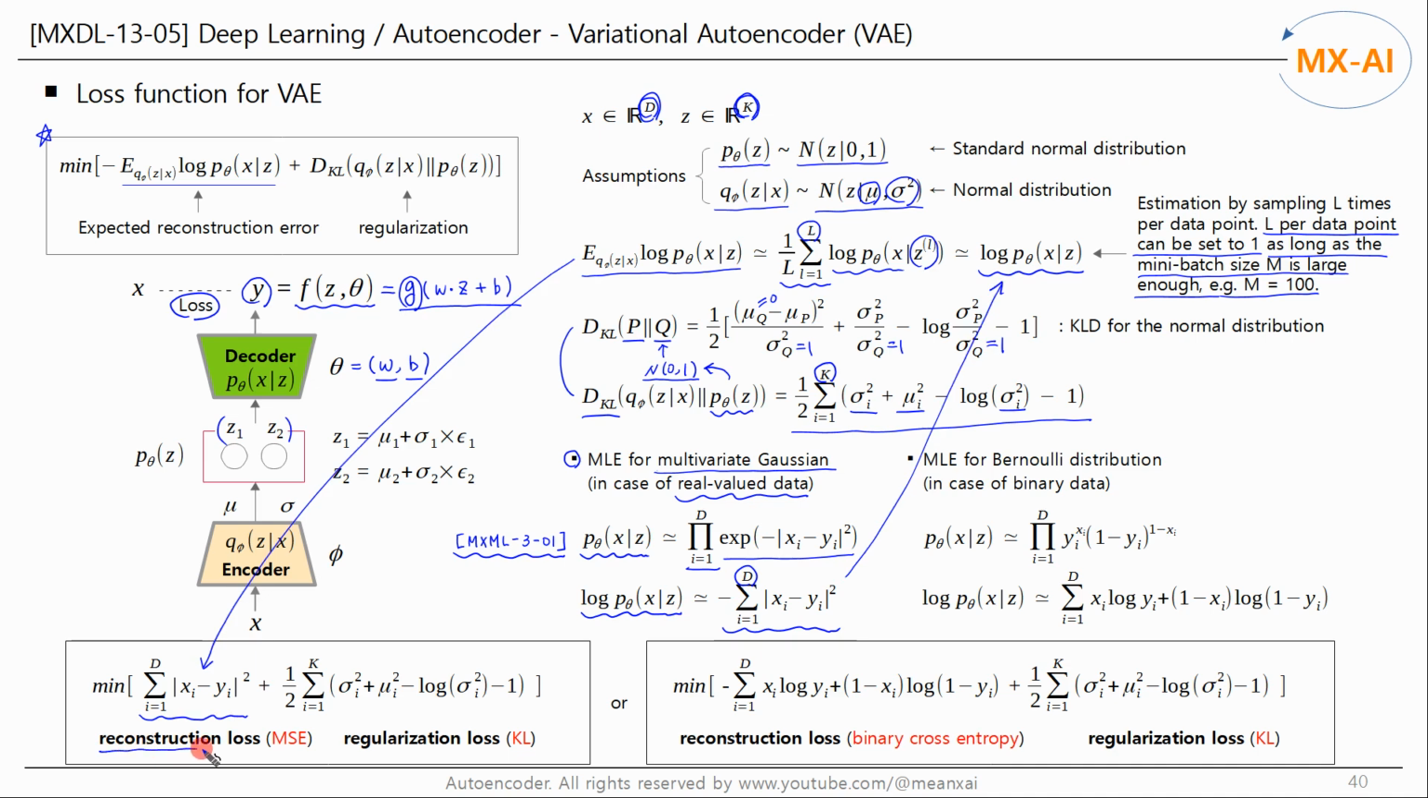Substituting this into this expression, we get the following expression. This is the reconstruction loss using mean squared error. And the regularization term, KL divergence, is as follows. This is the final regularized loss function when X is Gaussian.